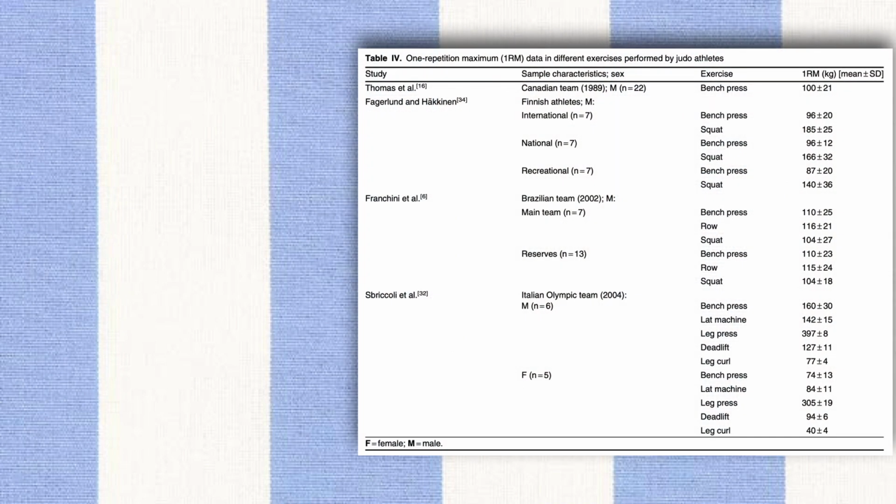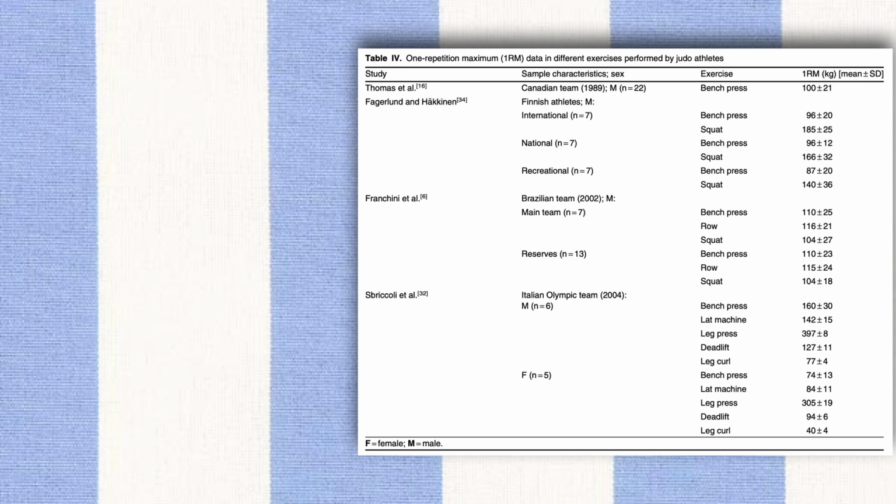However, the data are limited in the literature. The table presents the results found in athletes from different levels and for different exercises. In one study, maximal absolute and relative squat strength differed between recreational and international level athletes, while no differences were found among groups for the bench press exercise. However, when athletes of similar competitive level were compared, no differences were reported for bench press, row, and squat values.